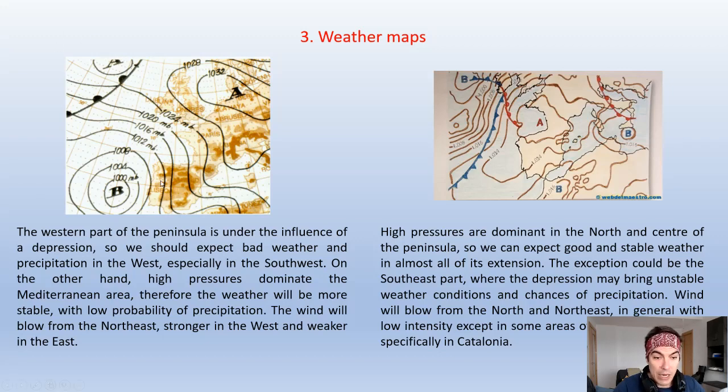So we can see that we have low pressures in the western half, more or less, of the Iberian Peninsula, and high pressures in the eastern part. This means we should expect bad weather where the low pressures are, and a high chance of precipitation in these areas. On the other hand, in the other half of the peninsula we have high pressures, so we will have better, stable weather, and a low probability of precipitation.